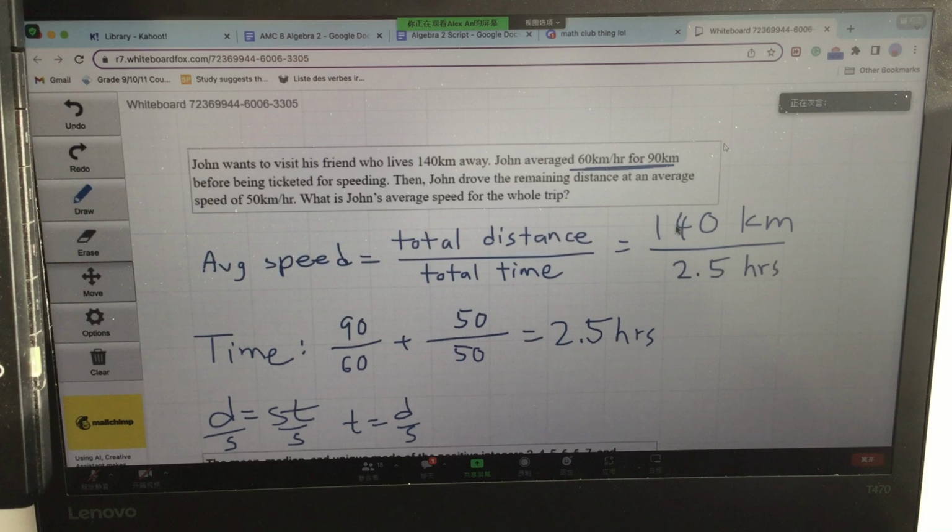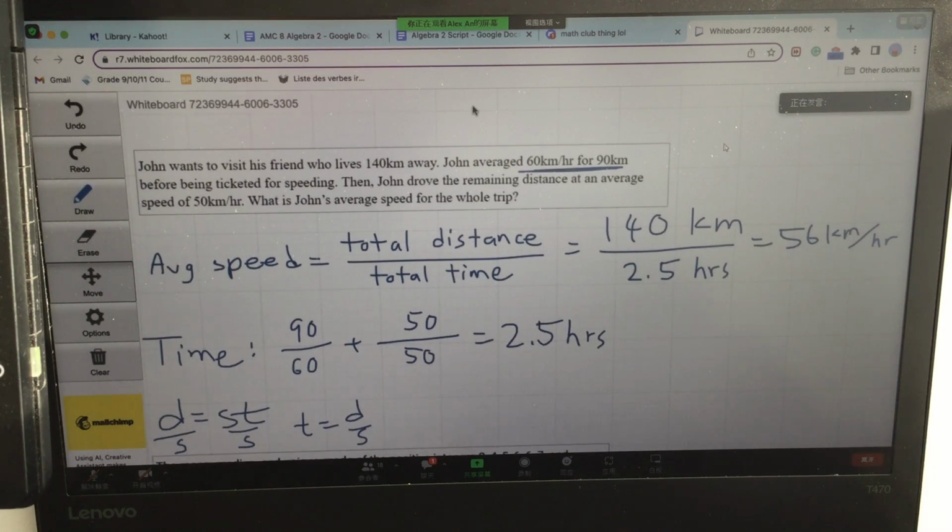equals 56 kilometers per hour. And yeah, that's the answer. It's 56 kilometers per hour. So if you average the speeds, you would have gotten the question wrong. Are there any questions? Oh, there's something in the chat.